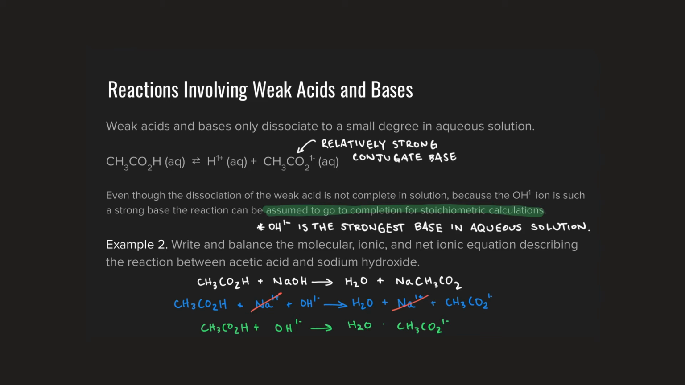So again, it's really important that you pay attention to what species are strong and what species are weak, because that's going to change how you write those species as their dissociations will be different, and it's going to change your net ionic equations as a result.